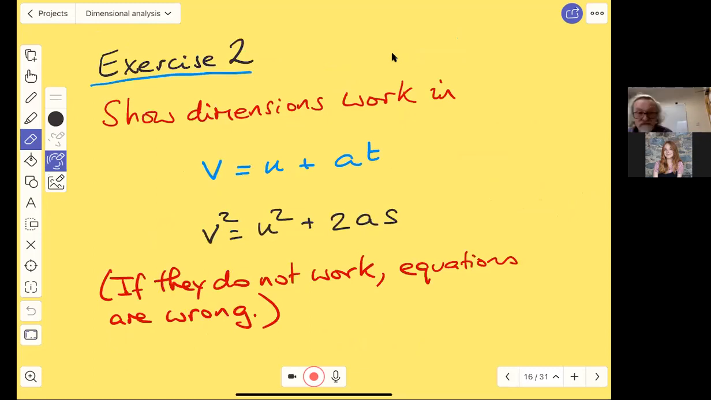Second exercise, the other two equations in the constant acceleration equations, v is u plus at, v squared is u squared plus 2as. Again, just check their dimensions work. And again, if they don't, those equations are wrong. But they're not wrong, the dimensions will work.